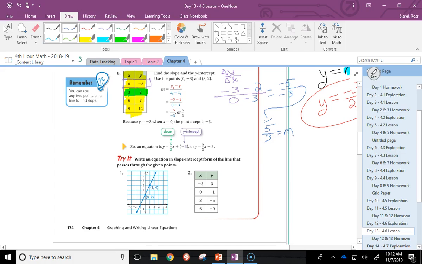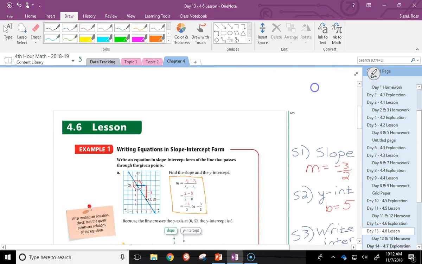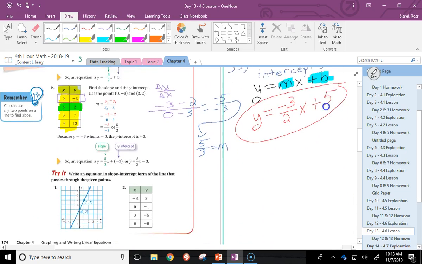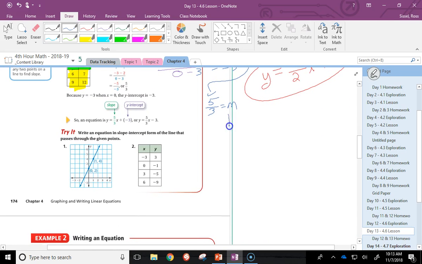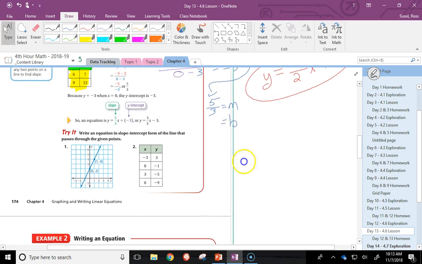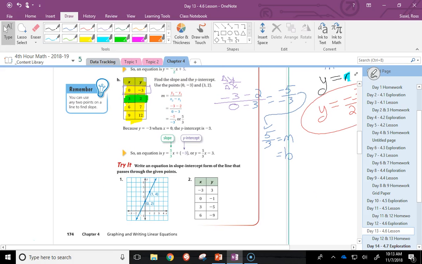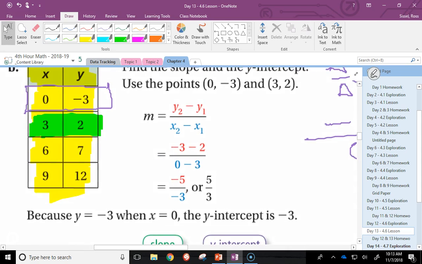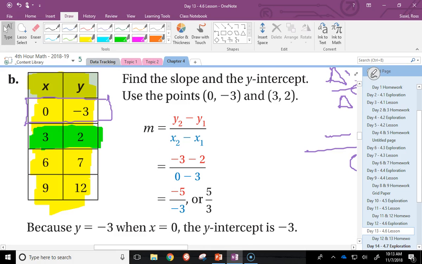Okay? That's step 1. We found the slope. Step 2, I want to know what the y-intercept is. Look at this graph here. Remember, these are coordinate points listed, right? This is like 0, negative 3, 3, 2, 6, 7, 9, 12.